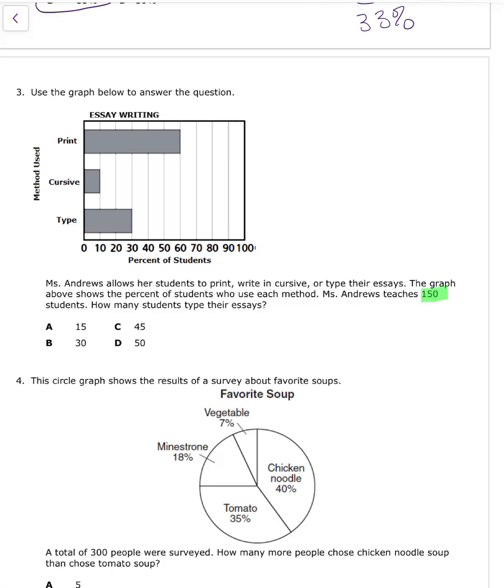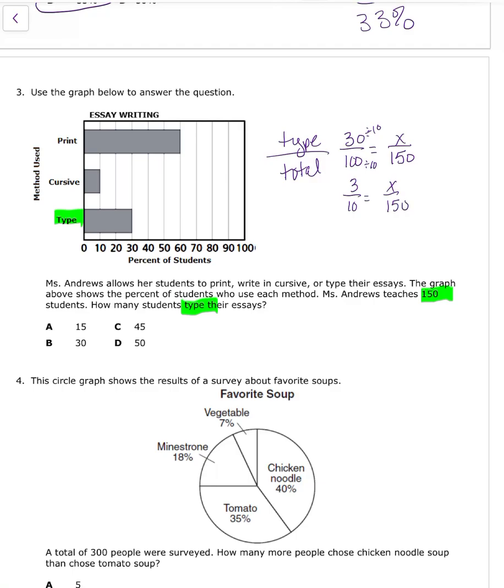Okay, so she has 150 students, that's our total, and we want to know how many typed. So here's type, so it's 30%. So I'm just going to do a proportion. Type to total. So 30 over 100 equals, the 150 is the total, so it goes at the bottom. I'm going to simplify this by 10. So that would be 3/10.